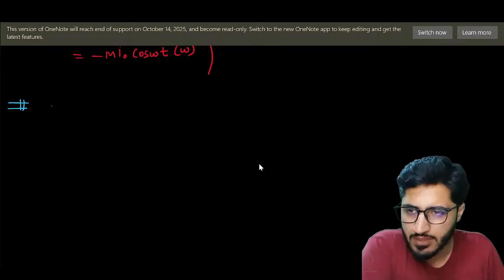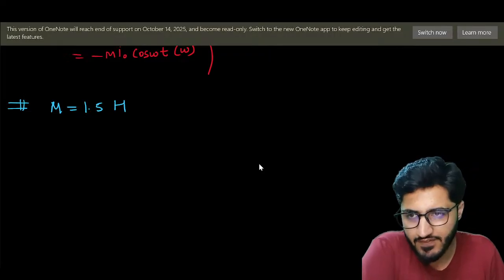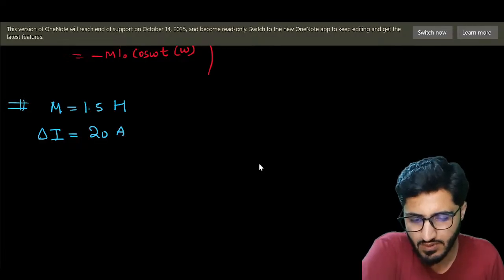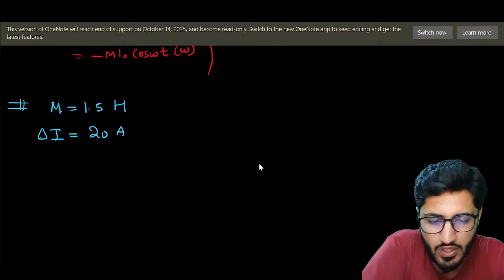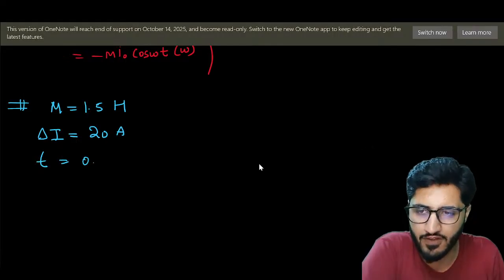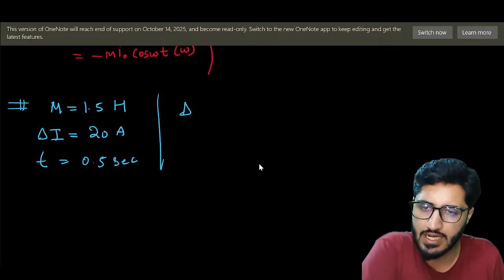Let us suppose my M is given as 1.5 Henry. If the change in current is given to be 20 ampere, and time is given as 0.5 second. Find out delta phi.